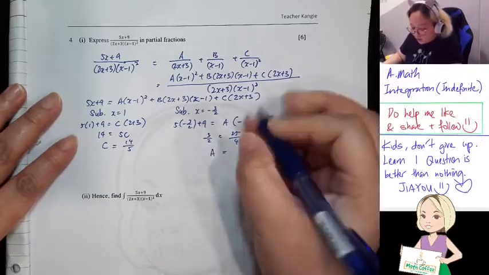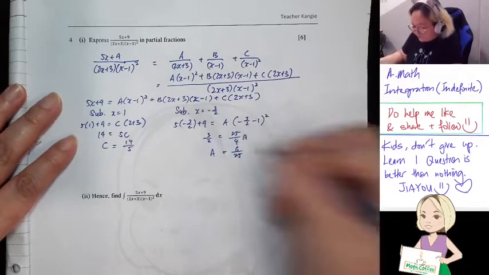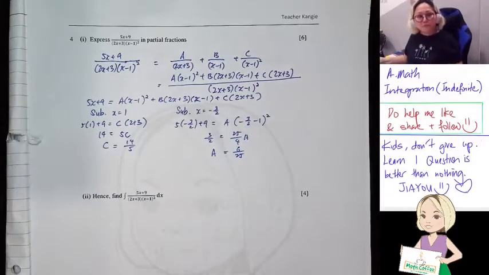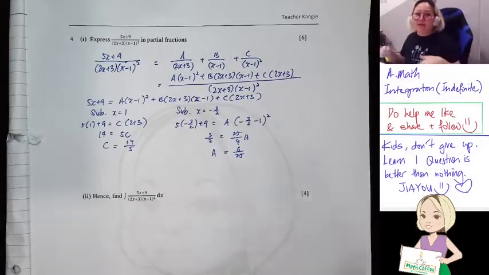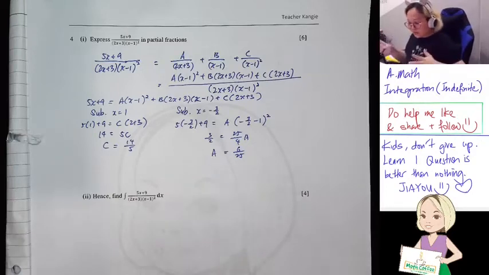A is equals to 6 over 25. Okay, now we are left with b. So you see, I have my a and my c. I am only left with the unknown b. So you can substitute any x value, any x value.